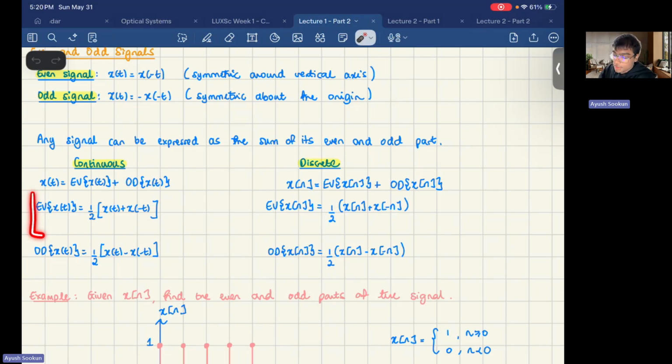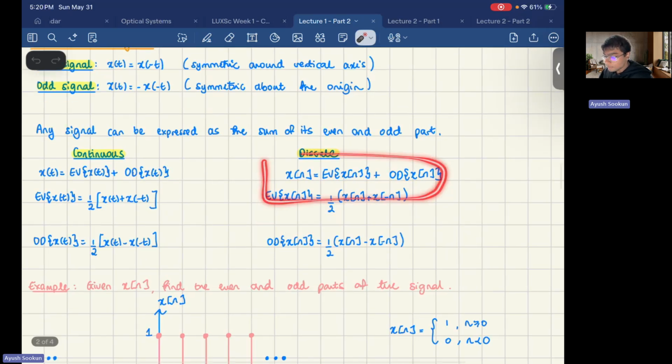Okay. So this is your even part of x of t. It's given by this equation. Odd part of x of t. Now, quick reminder: x of t here, curly brackets, alphabet is t, variable is t, continuous time. The equation is the same for the odd part. Equation is the same for the discrete part, except we're using square brackets, and now you're using n to denote time. But the equation is the same.